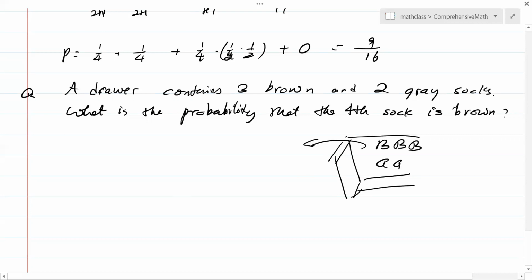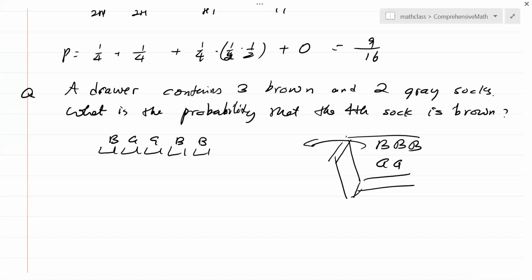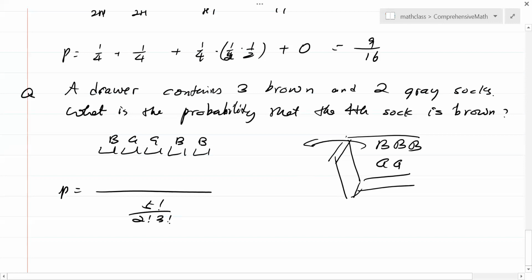Okay, there are 2 different ways to solve this. The first one is you can put them in a row because the order is very important, right? So how many possible different patterns are you going to get? Maybe here's B, here's G, here's G, here's B, and B, something like that. You have only 2 letters: 3 identical brown B's and 2 identical gray G's. If you put them in a row, the denominator will be 5 factorial over 2 factorial times 3 factorial. This is the total number of possible outcomes.